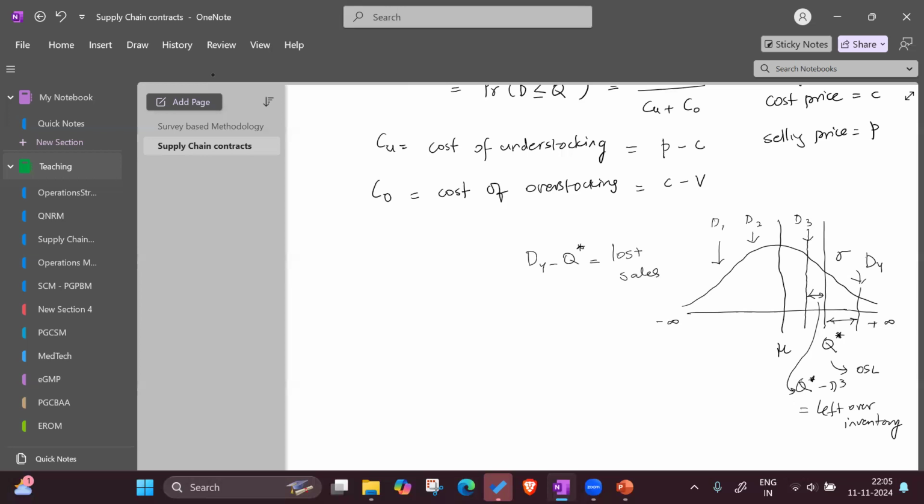Now, based on this, as we go forward, as we discussed in the Hamptonshire case, you will understand that the metrics we are calculating here are going to be useful for us to explain why these supply chain contracts are useful. So let's start with trying to understand this concept.